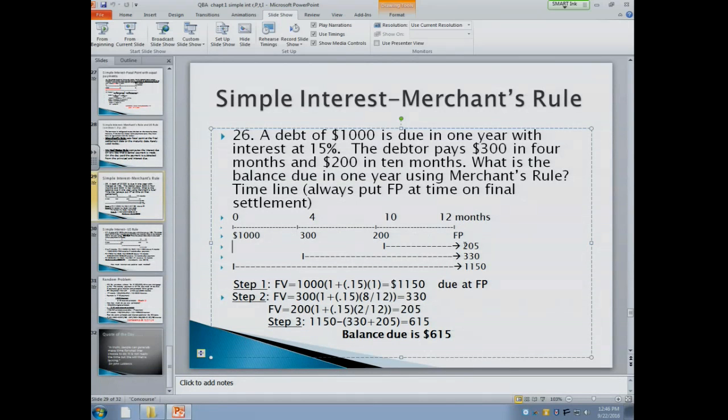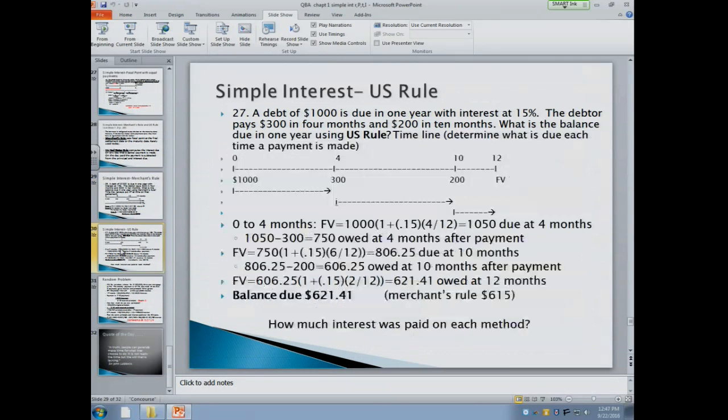So the future value of 200 is 205 at 12 months, 300 is 330 at 12 months, and 1,000 is 1,150. If I subtract these two prepayments from 1,150, the balance due is $615 when we agreed to the Merchant's Rule. Everything's valued at 12 months. Let's do the exact same problem with the U.S. rule.